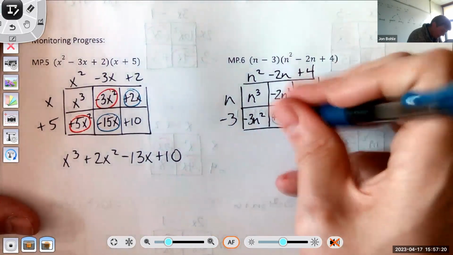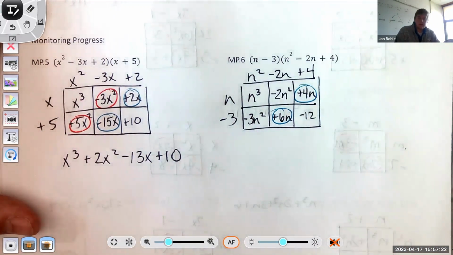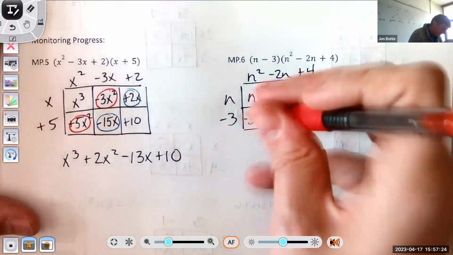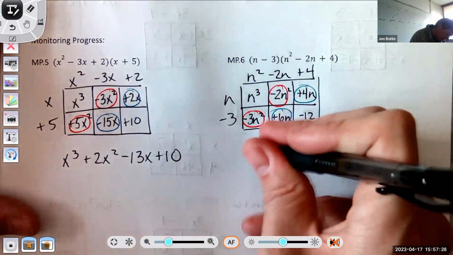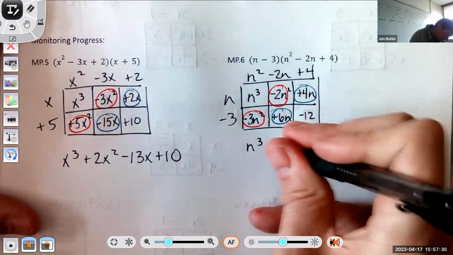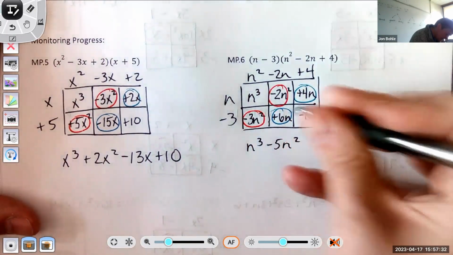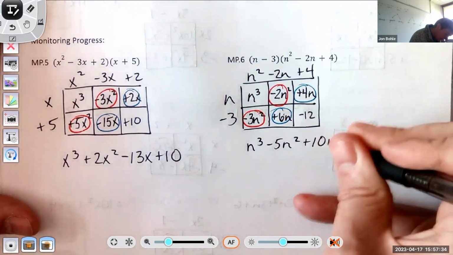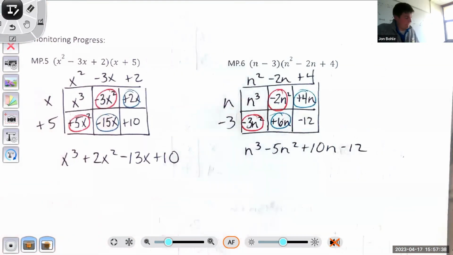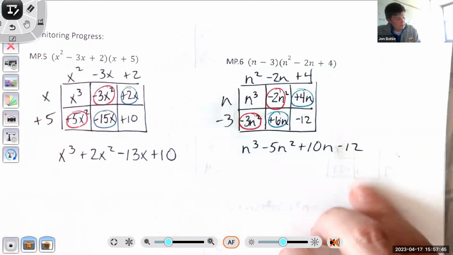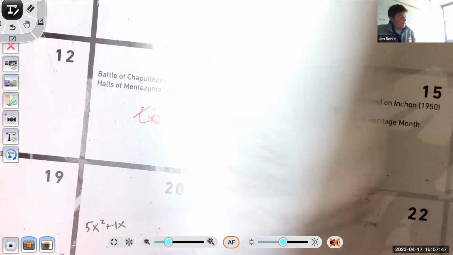Okay, then go ahead and find the parts that combine together. Your n's combine together and your n squareds combine together. Ultimately, you're going to get an answer of n cubed, negative 5n squared, 10n, and then minus 12. And that is my answer. Okay. Move on to the word problem.